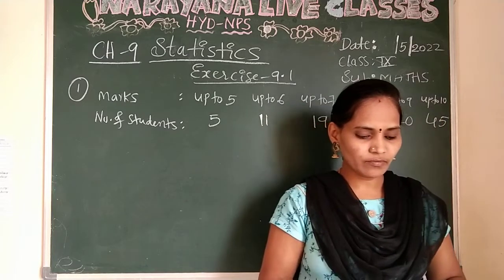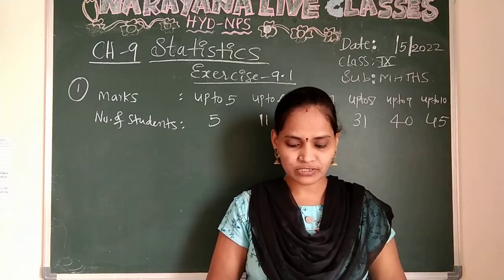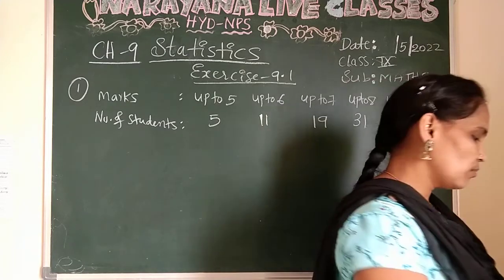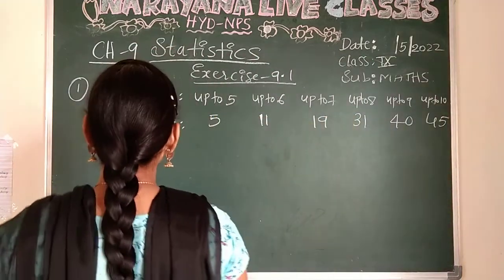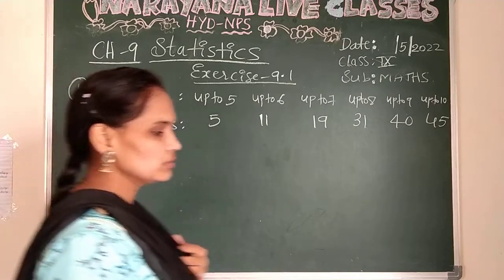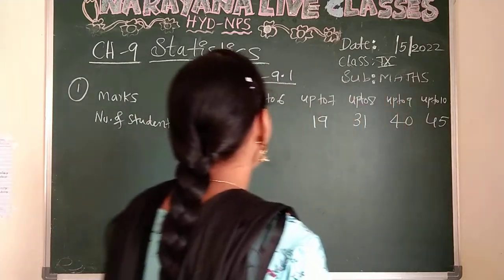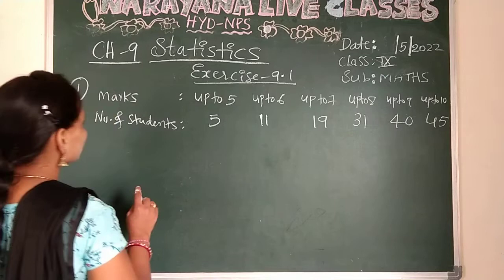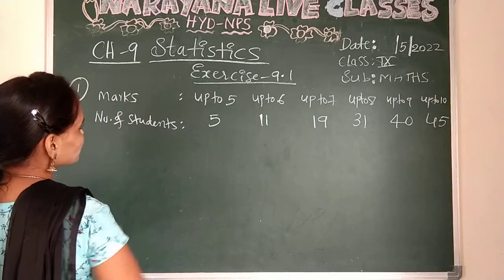Write the marks wise frequencies in the following frequency distribution table. Okay. Marks and number of students are given. This is the question. Okay, we should write the frequency distribution table. See, marks and number of students are given.